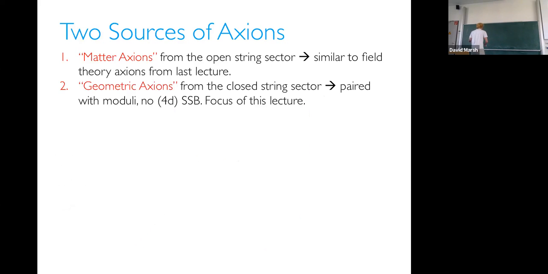So our matter axions, if you remember, we had a complex field and we had a radial part of the complex field, and the axion was the phase of this complex field, and it emerged as this approximate global U(1) symmetry. The axion was the Goldstone boson. The geometric axions in string theory pair up with the moduli not in this way. There is no spontaneous symmetry breaking. There's no breaking of a continuous global symmetry in 4D, as far as I understand it.